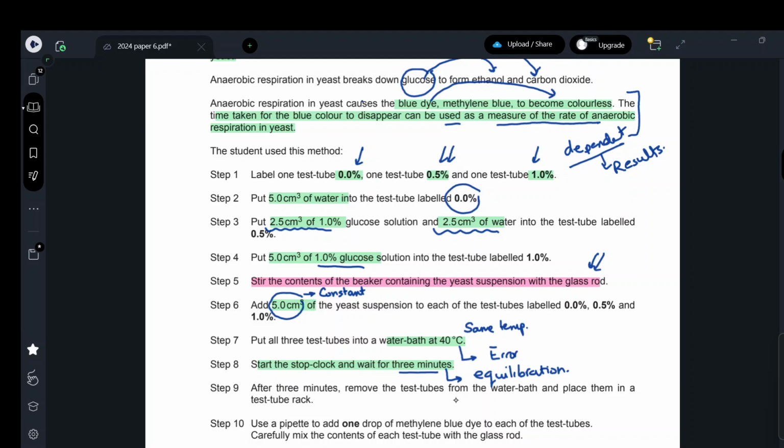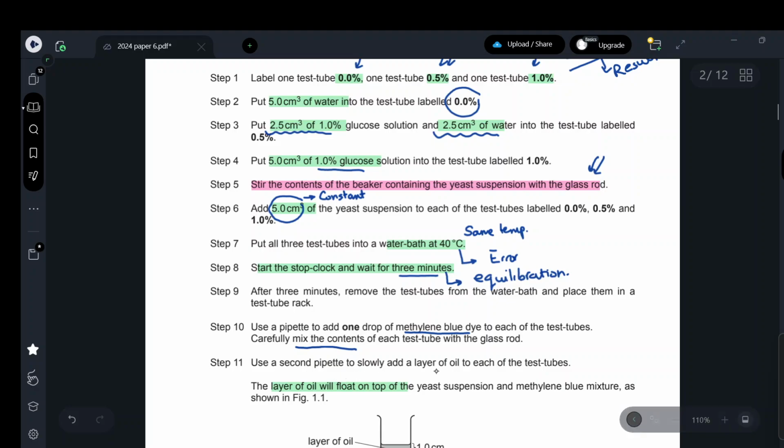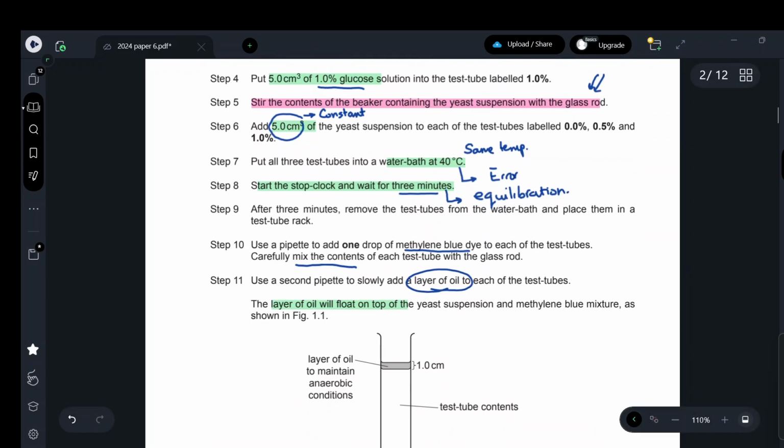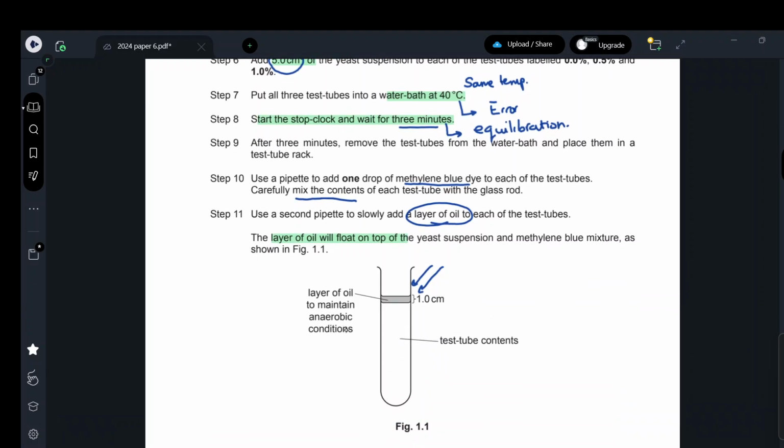After 3 minutes, remove the test tubes from the water bath. Place them in a rack. Add 1 drop of methylene blue to each test tube and carefully mix the contents. Use a second pipette to add a layer of oil. Why do we add a layer of oil on top of the yeast? We know that the yeast carries out anaerobic respiration. So you have to put oil to prevent the oxygen from going in. So this oil, he wrote it already, to maintain anaerobic conditions or prevent oxygen so that the yeast can do anaerobic respiration.